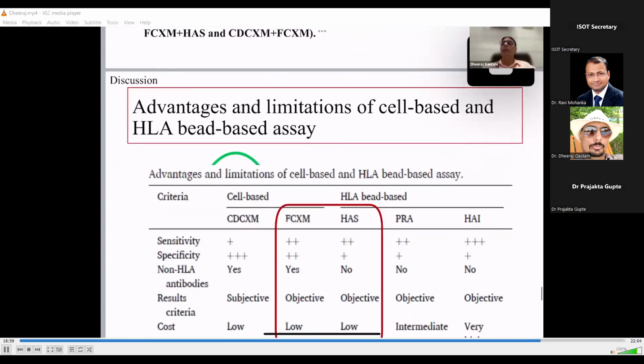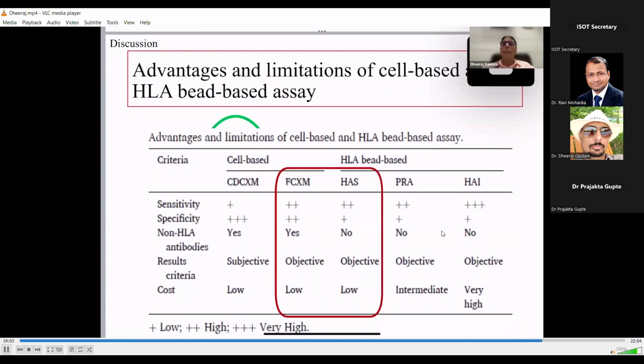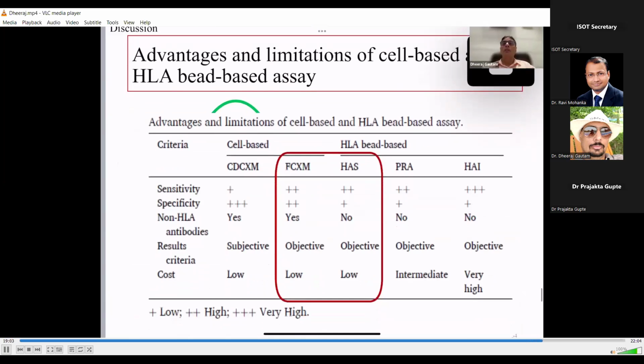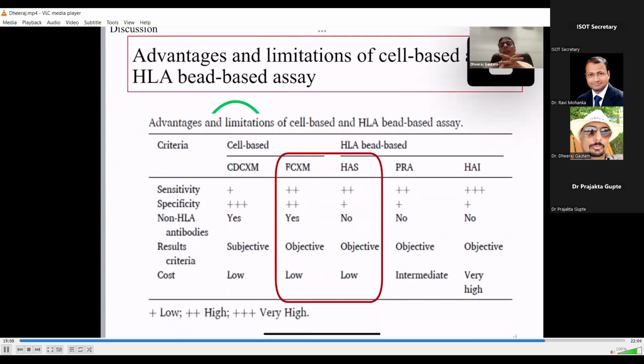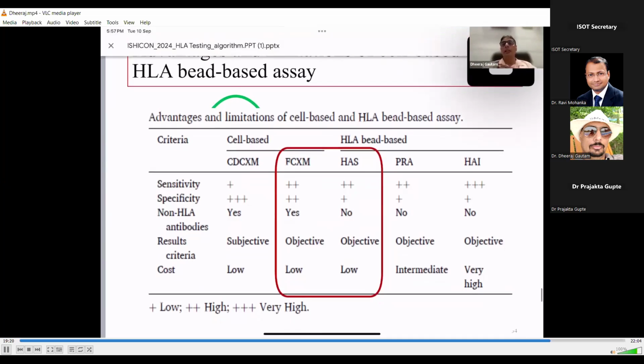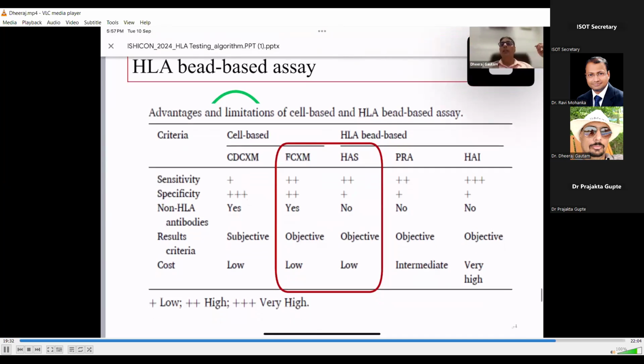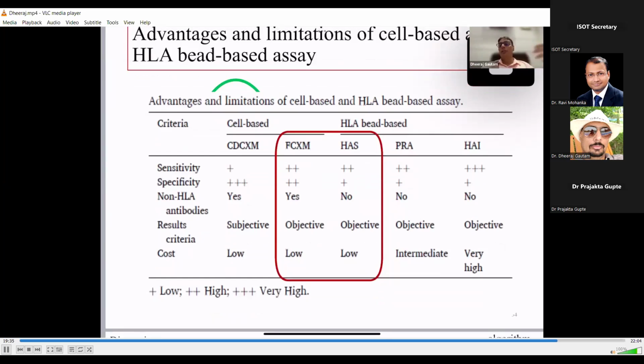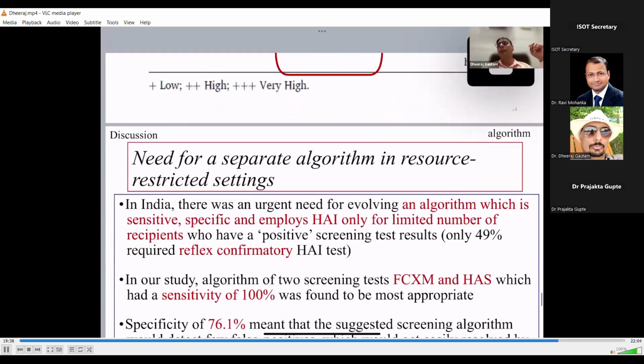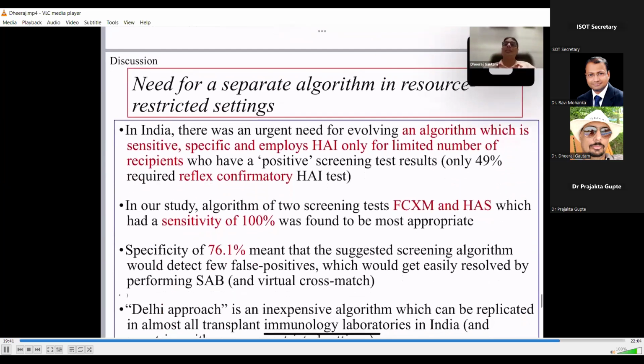Advantages and limitations of cell-based and HLA-based assays: the CDC cross-match is less sensitive, and flow cytometry and HLA-based are more sensitive. CDC is more specific. Non-HLA antibodies are detected in the cell-based assay, while they are not in HLA-based. Regarding result criteria, CDC is subjective while flow cytometry and HLA are objective. The cost is low for everything, so there is a need for a separate algorithm in a resource-restricted setting like ours.